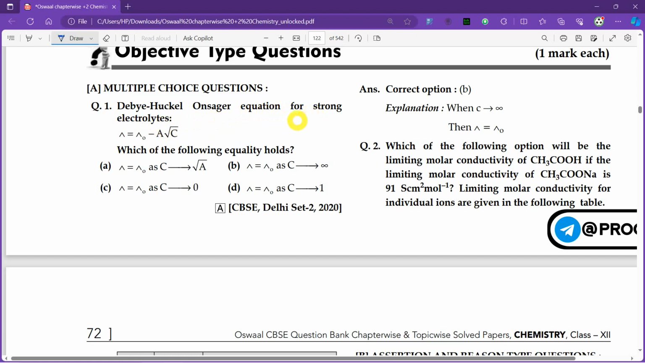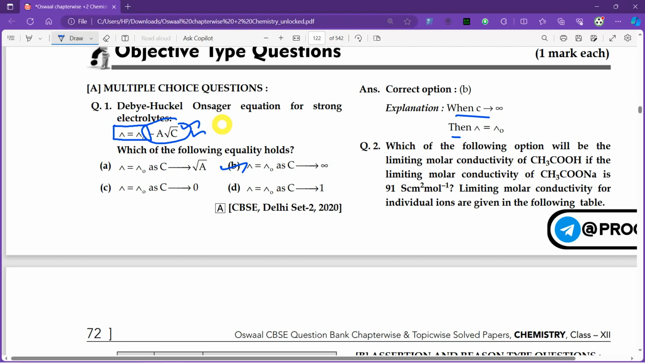Debye-Huckel-Onsager equation for strong electrolytes. We know the Debye-Huckel-Onsager equation, they have given it here itself, so no need to worry about it. Which of the following equality holds? Equality in the sense that capital lambda is equal to lambda naught. So when C tends to 0, when the concentration is 0, this part will be 0. So this is our answer here. So here when C tends to 0, lambda is equal to lambda naught. So this is the right option here.